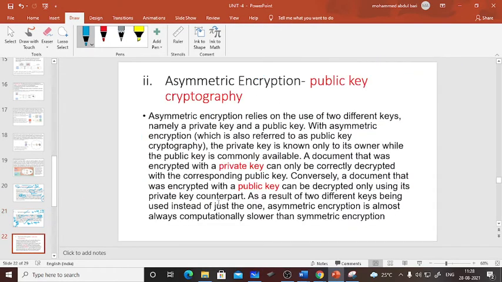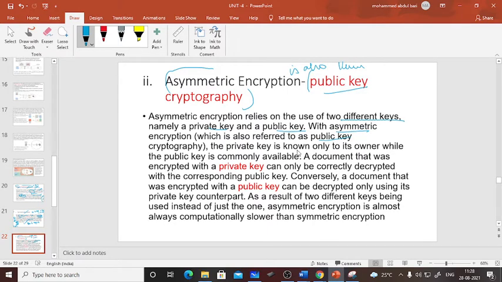For the other part, let's go to asymmetric, or public key cryptography. What do you mean by asymmetric encryption? Asymmetric encryption relies on the use of two different keys, namely a private key and a public key. It is also known as public key encryption or public key cryptography. The private key is known to the owner, while the public key is commonly available. Let's take an example: you use a credit card or bank statement and everything.